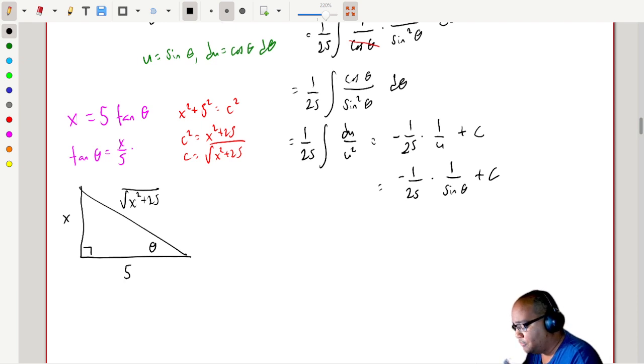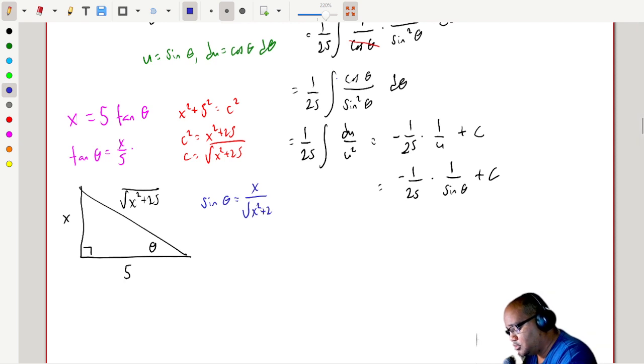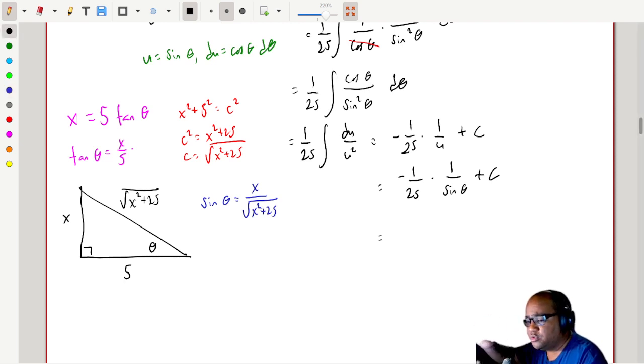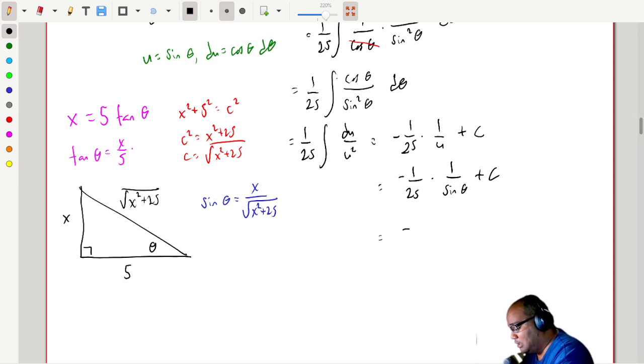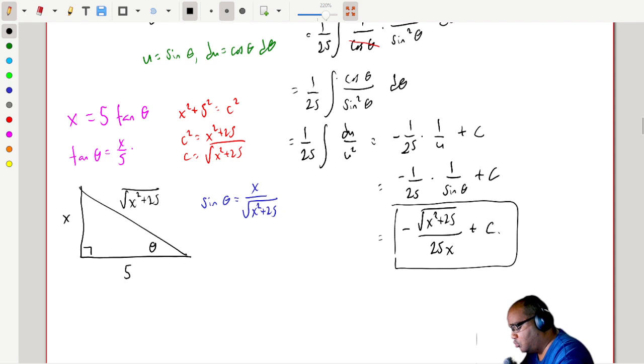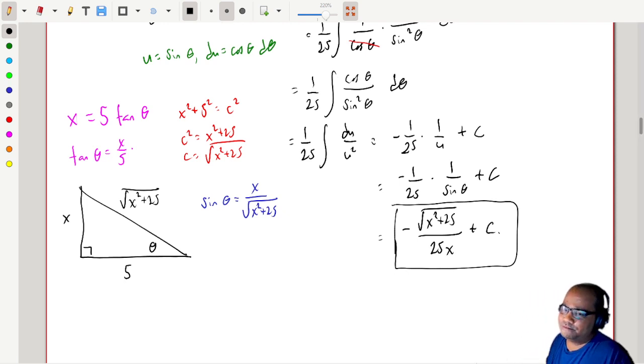So that's how you draw your reference triangle. It's just classical right triangle trig. But then what is the sine of theta here? Well, sine is opposite over hypotenuse. So in this triangle, it's x over the square root of x squared plus 25. Now I just plug that in, and remember, it's 1 over sine, so I take the reciprocal. So in the end, our antiderivative is minus the square root of x squared plus 25, over 25x, plus a constant. And we're done with that problem.